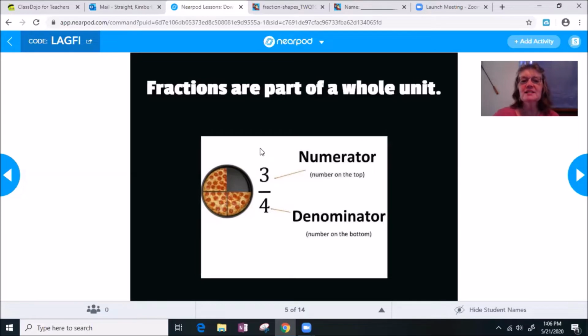So how much pizza is left in the pan? Well, we have 1, 2, 3 slices, 3 out of a total of 4 slices. So 3/4 of the pizza is left.